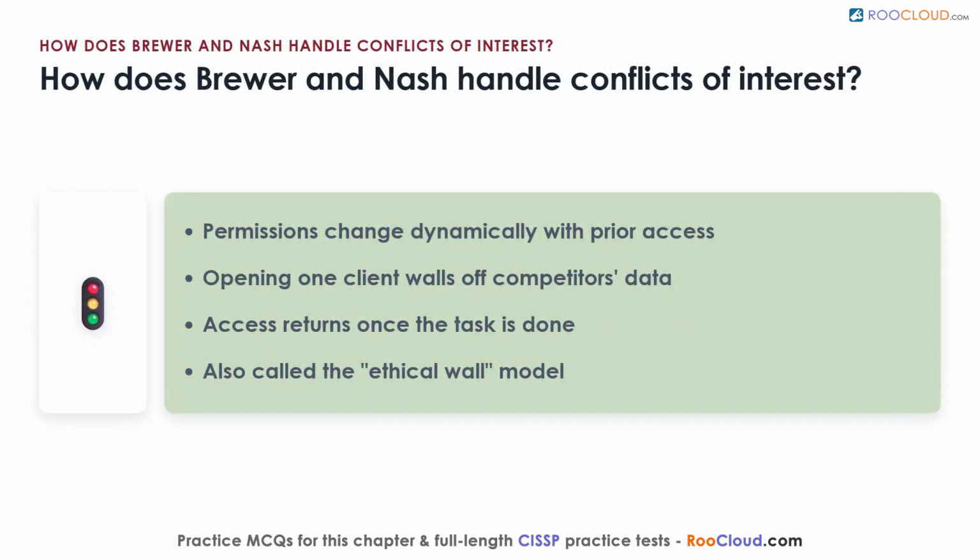How does the Brewer and Nash model handle conflicts of interest? This model changes a user's permissions dynamically based on what they have already accessed. It is designed to prevent conflicts of interest inside a shared dataset. Imagine a consultant who opens files for one client. The moment they do, the model automatically walls off access to any competing client's data in the same conflict class. Once that task is finished, their broad access returns. The whole point is to stop someone from sitting on both sides of a rivalry at once. You may hear this called the ethical wall model. Think of an accountant who, the instant they start auditing one supermarket chain, is locked out of a direct competitor's books until the job is done.